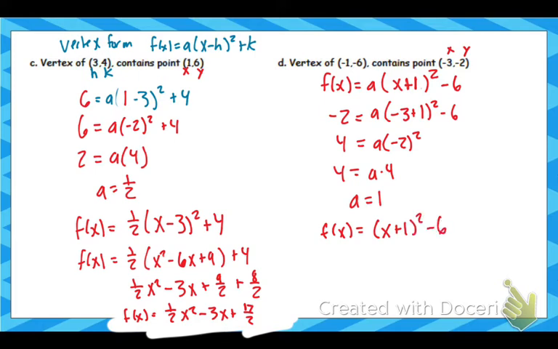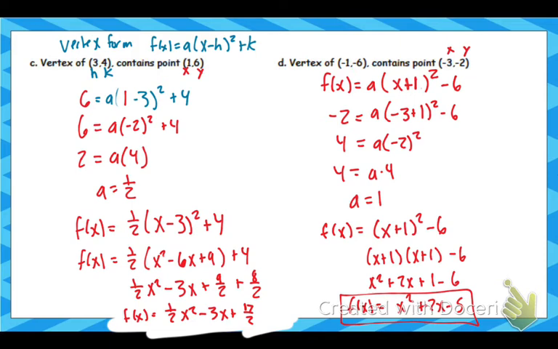So now if I want to write this in standard form, we'll FOIL that out. So x plus 1 times x plus 1. So x squared plus 2x plus 1. And we're done.